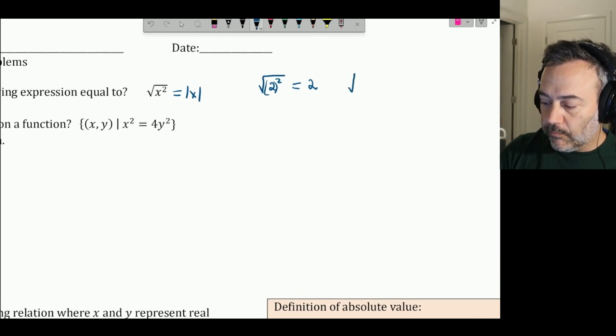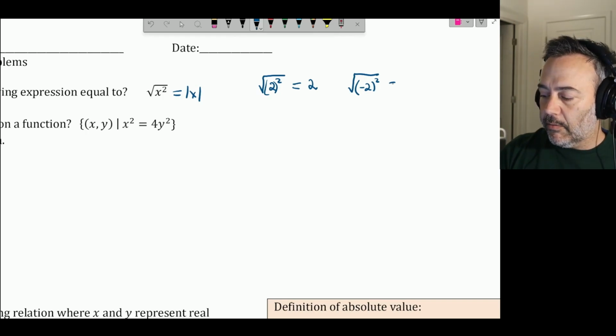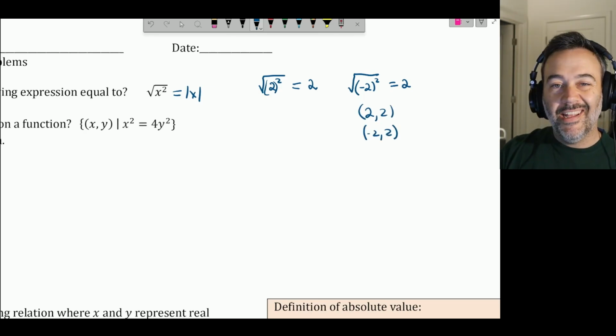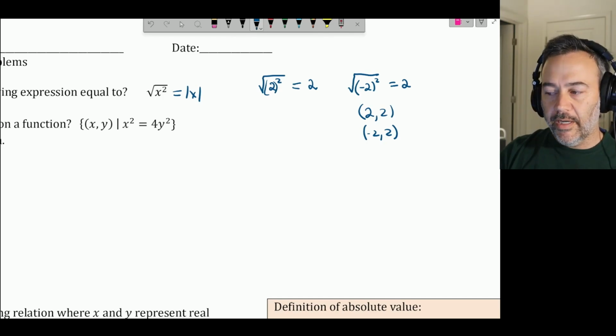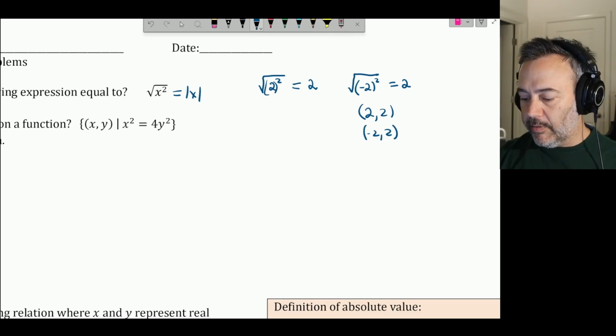Also, if I plug in negative 2, then if you square the negative, it's positive. If you take the positive square root, it's positive, it's 2. So if I plug in positive 2, I get out positive 2. If I plug in negative 2, I get out positive 2. And this would have been true with any pair of positive and negative numbers that are negatives of each other. And that's what absolute value is.